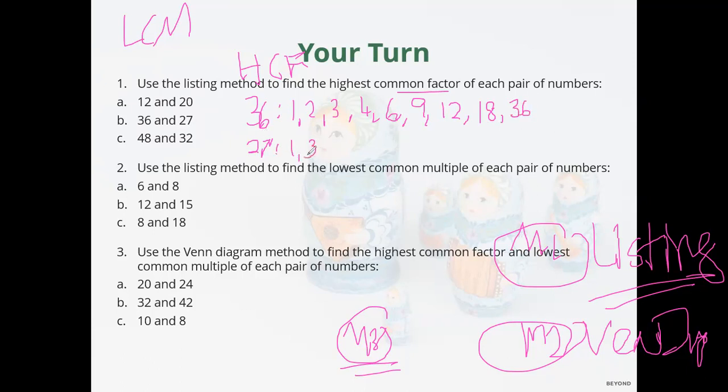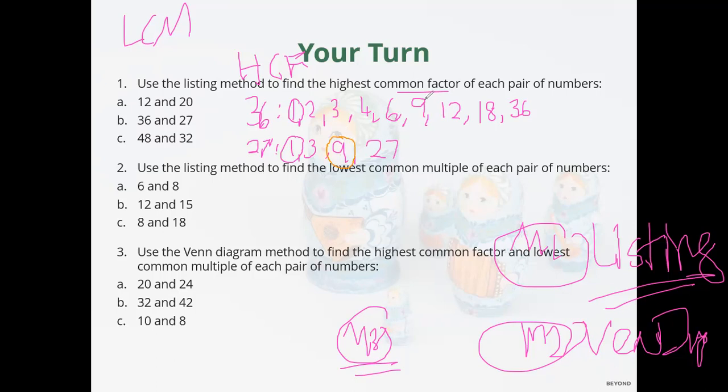How about 27? 1, 3, 9, 27. So, 1 is your common factor. What is the next common factor?